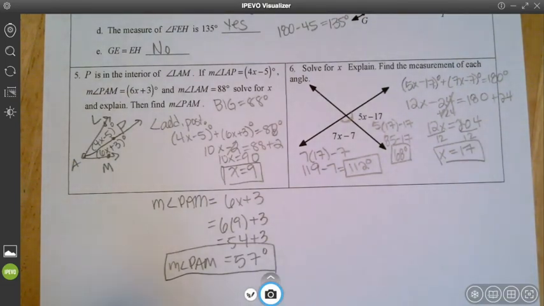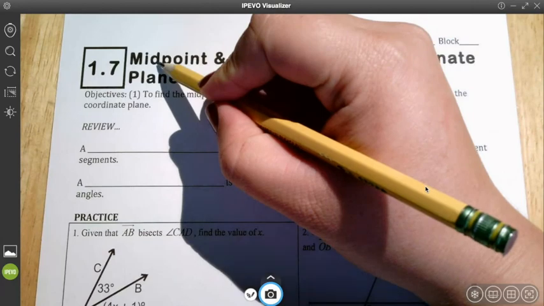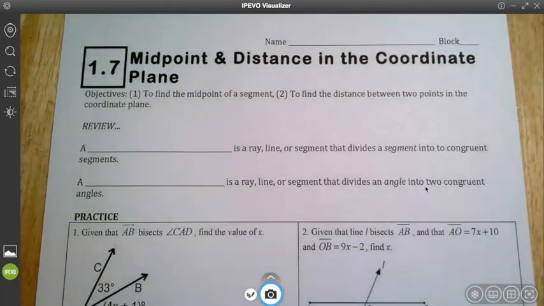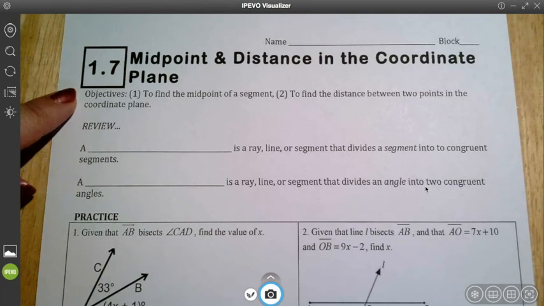All right, let's keep going. Midpoint, just like it sounds, is a point in the middle. Distance, hopefully you've seen it before. We can talk about the distance between 2 points, and we are going to be using the Pythagorean theorem for that. So our objective for this section is to be able to find the midpoint of a segment and also to be able to find the distance between 2 points in the coordinate plane.